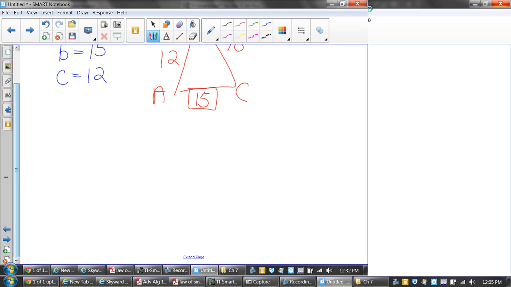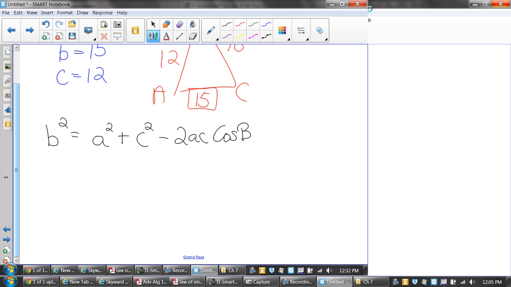We want to solve for angle B, right? So how are we going to set up our formula? If B goes here, what goes out here? B, right? So without plugging any numbers in, let's just set up the formula. So B squared equals what? A squared plus C squared minus 2AC cosine of B. Without substituting numbers.